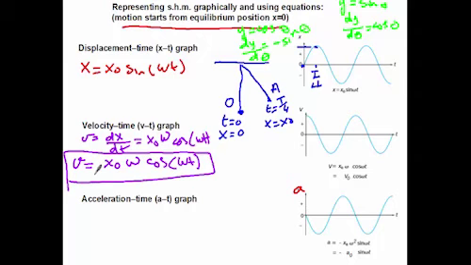Here x naught is the maximum displacement, which is the amplitude. Also, x naught omega is the maximum velocity, which we can write as v naught. So we have v equal to v naught cos omega t.